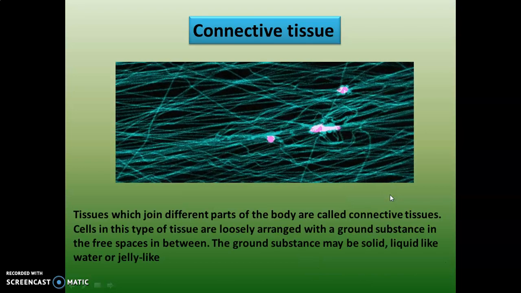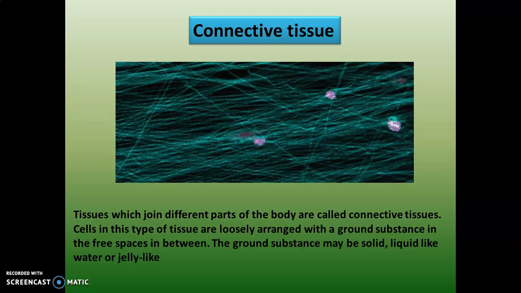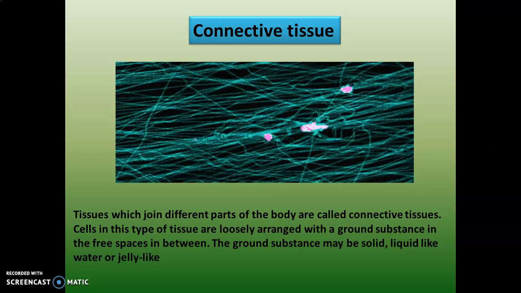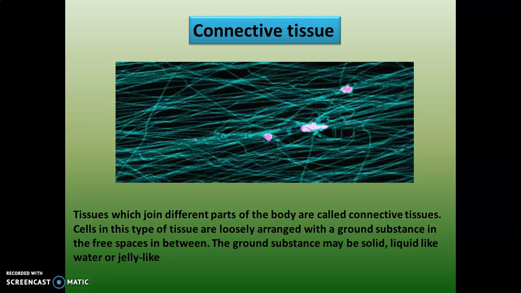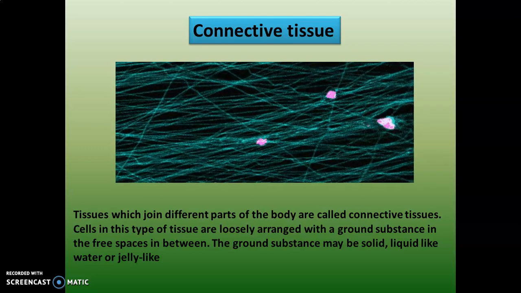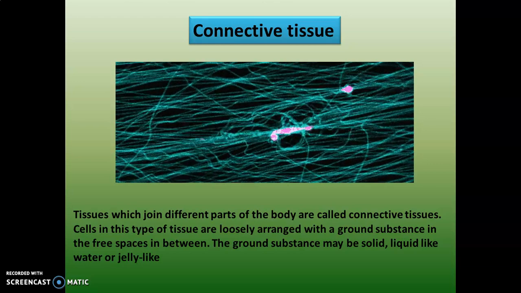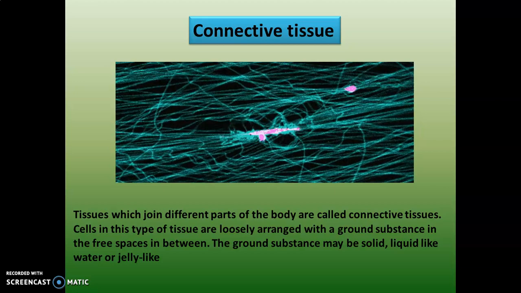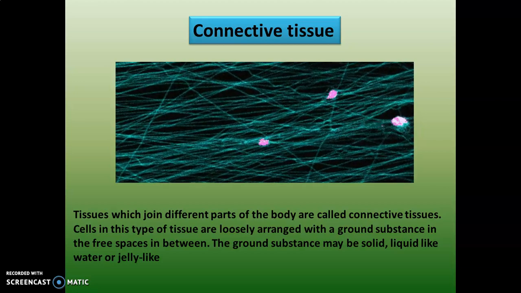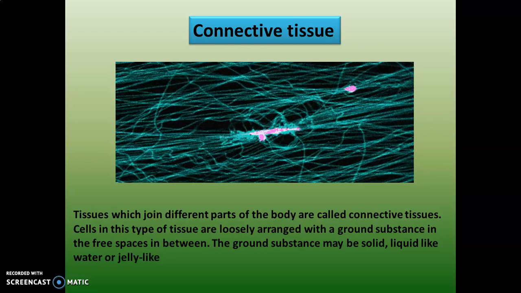Now as the name says, connective, that means these are the tissues that are doing the work of connecting the various parts of the body. Okay, so therefore they are called connective tissue. Cells in this type of tissue are loosely arranged with a ground substance in the free space in between them.